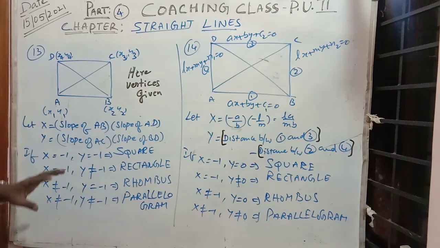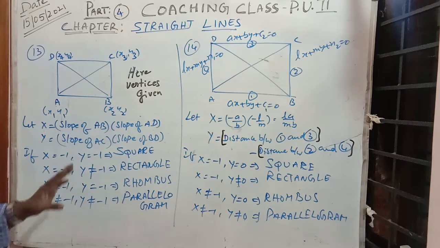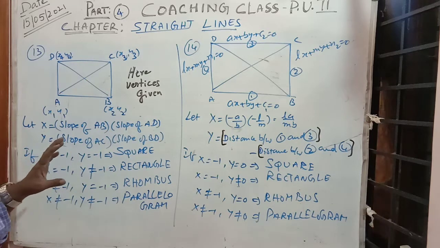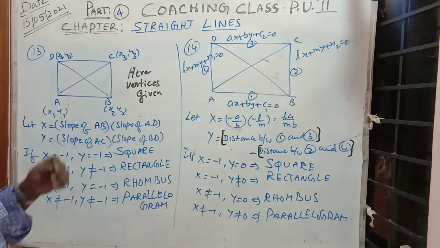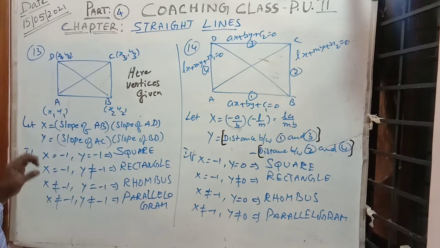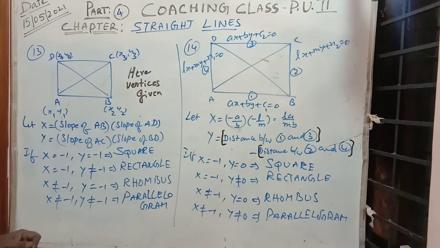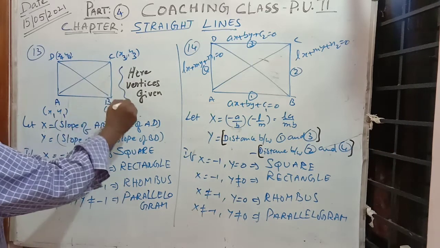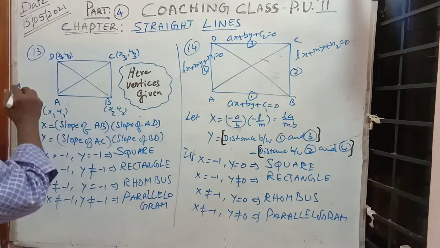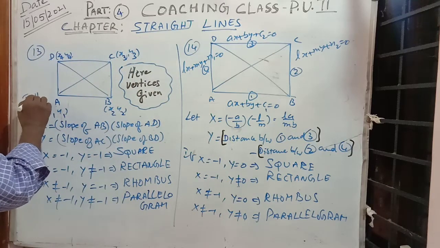at that time, the raw method is not a suitable one. It takes at least 5 or 6 minutes. But we are given only 1 minute. So, the best method, a 20-second method is there when we are given the vertices.